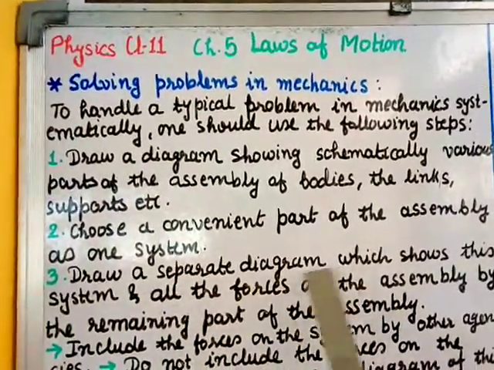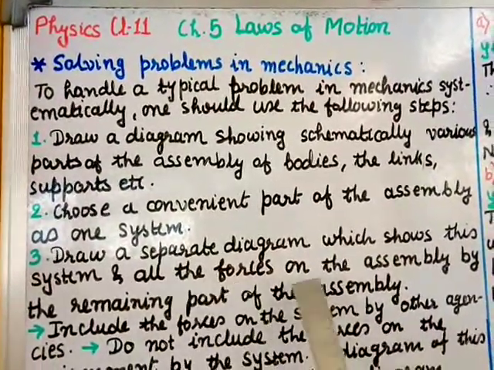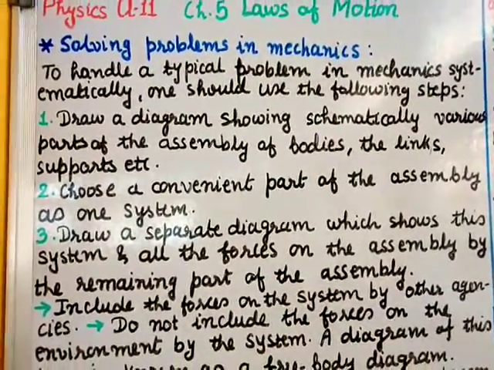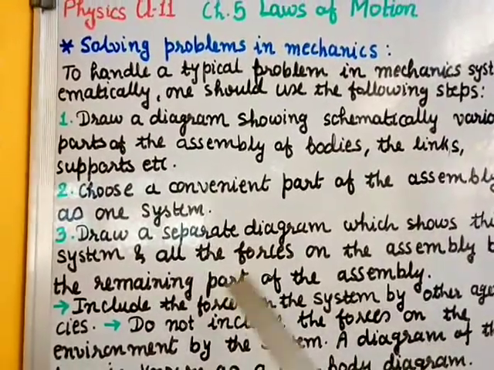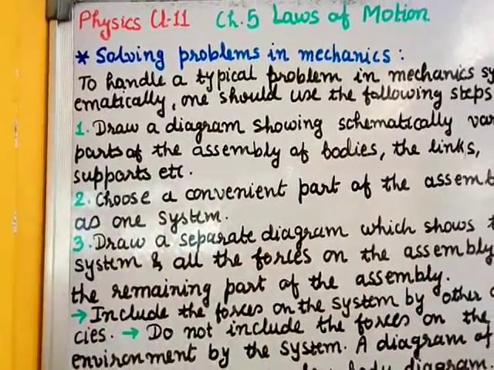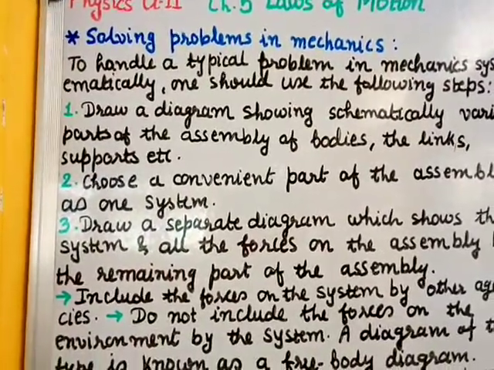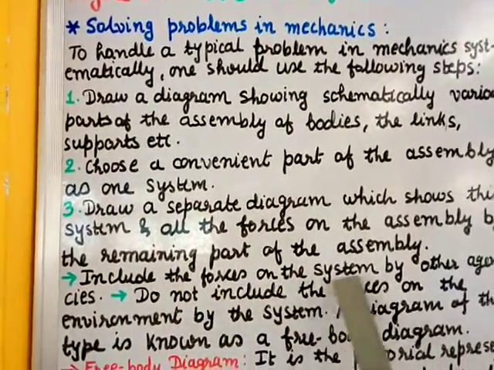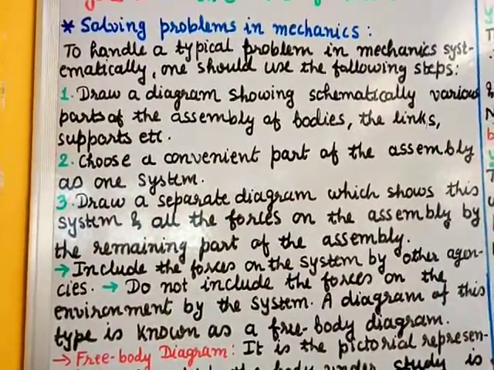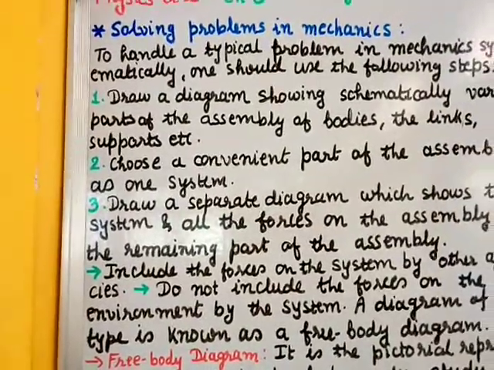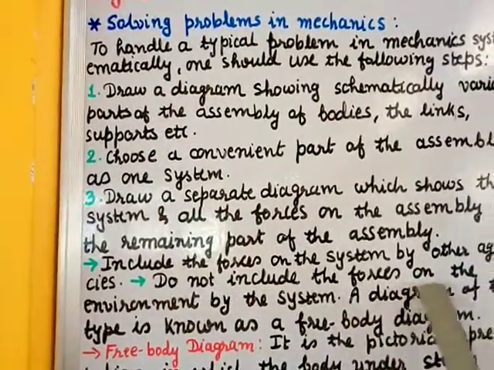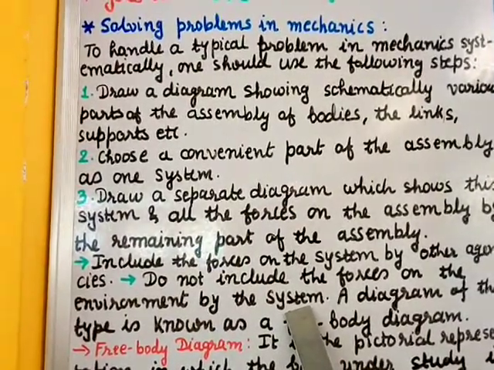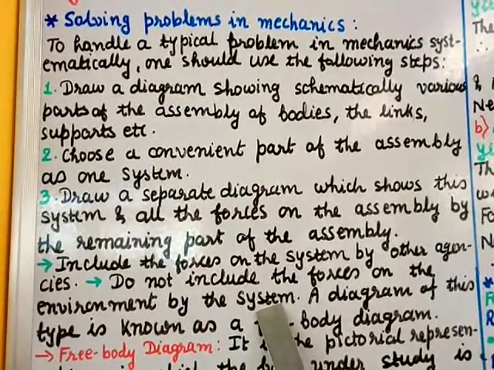Step 3. Draw a separate diagram which shows this system and all the forces on the assembly by the remaining part of the assembly. Now you have to draw a separate diagram of the part which you selected in step 2, and show all the forces acting on that system. Include the forces on the system by other agencies. Do not include the forces on the environment by the system. The system will also exert some force on the environment; you will exclude those forces.